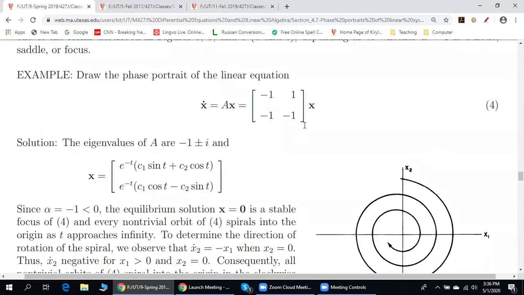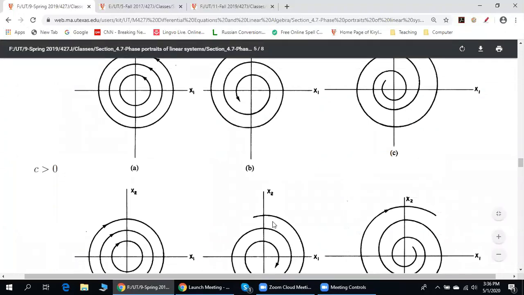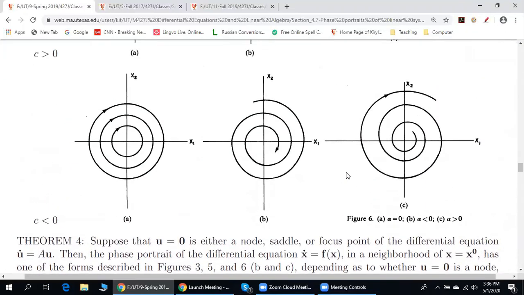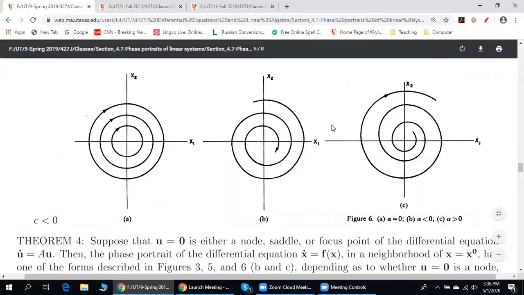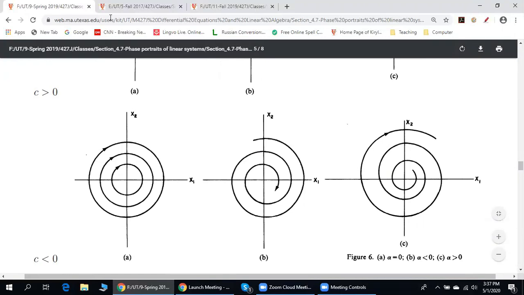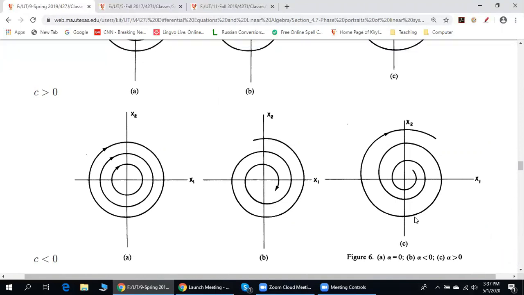Let us consider the following example. Here is a system. We apply the standard procedure in order to find all eigenvalues. Note that alpha here is negative. Conclusion, this is column number 2. Also observe that C is also negative, meaning row number 2. So we have this picture and it's exactly what we see here. Last observation, note that in columns number 1 and number 2, all solutions are stable. In column number 3, all solutions are not stable.